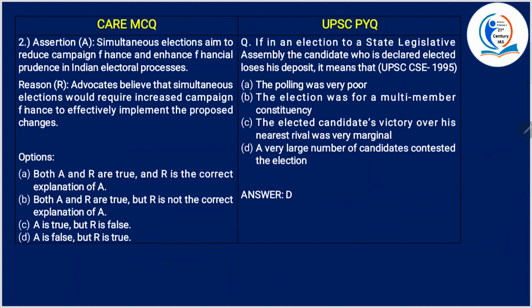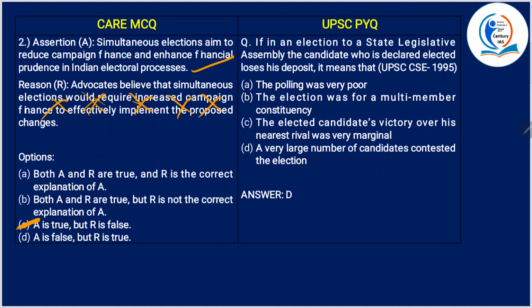Now we'll get into the MCQ. Assertion: Simultaneous elections aim to reduce campaign finance and enhance financial prudence in the electoral process. This is correct. So, the assertion is true. Now, the reason: advocates believe that simultaneous elections would require increased campaign finance to effectively implement the proposed changes. We've just said that financial prudence is one of the advantages of simultaneous elections. So this cannot be the reason. It is contradicting your assertion. So this is not the correct reason. So A is the answer. I mean, A is true, but R is false is the answer.